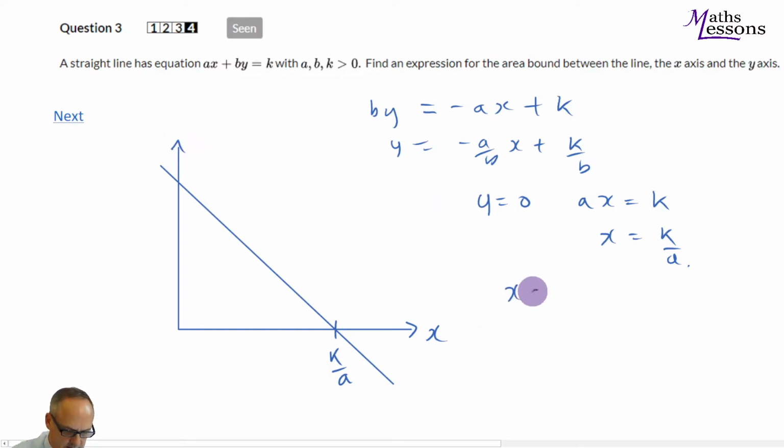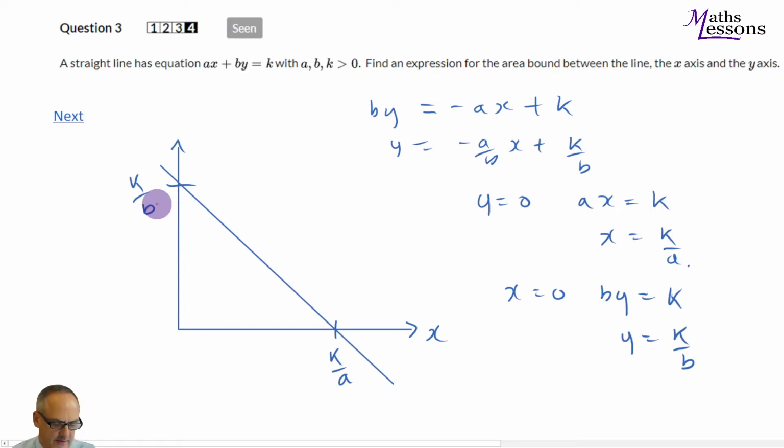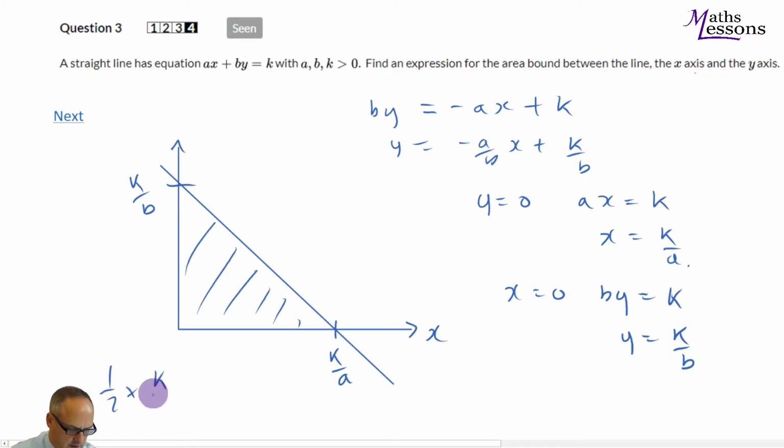Looking at where x equals 0, we get by will equal k, because x equals 0. So y equals k over b, and we get that value there. So we can find the shaded area between the line, the x-axis and the y-axis by doing a half times k over b times k over a. And that just equals k squared over 2ab.